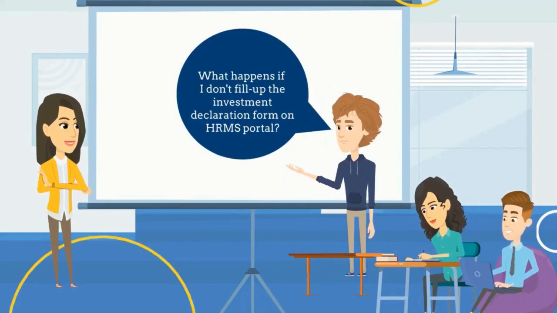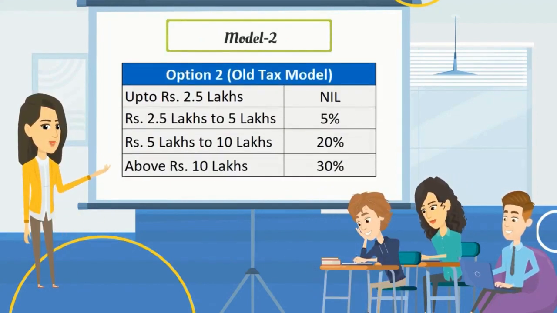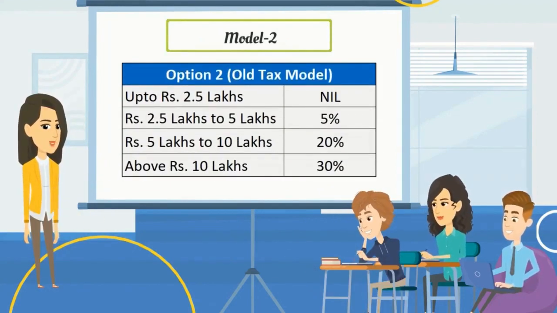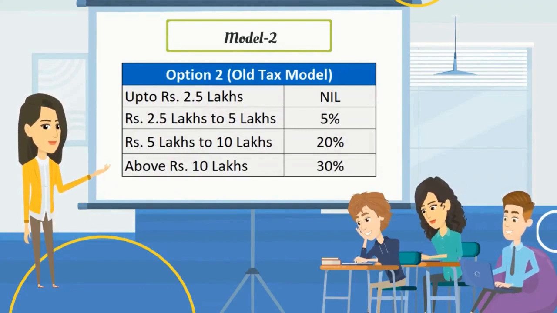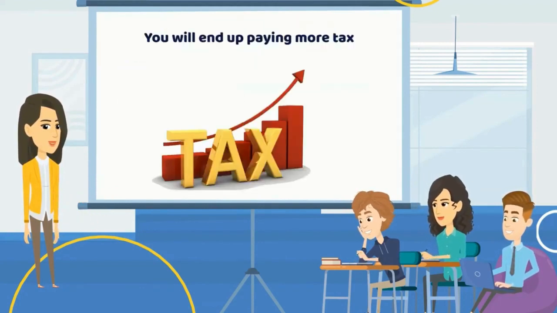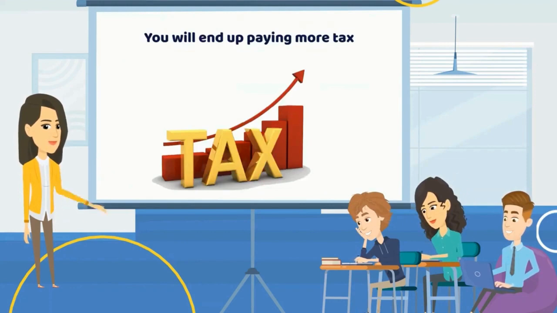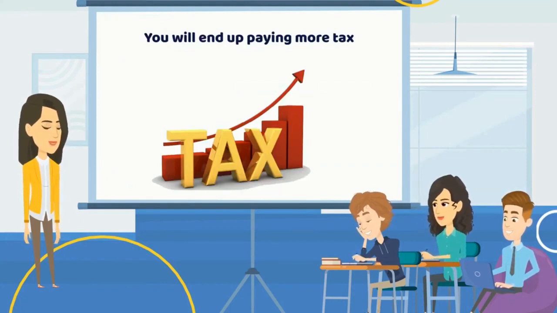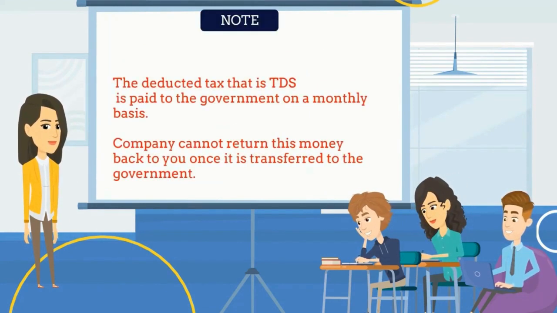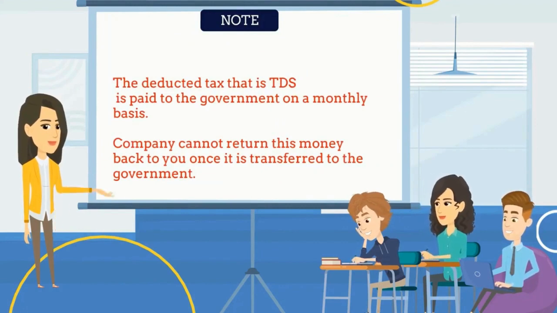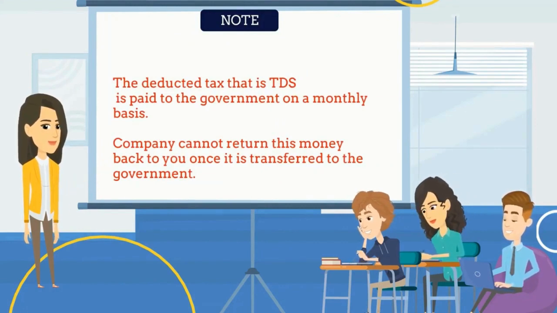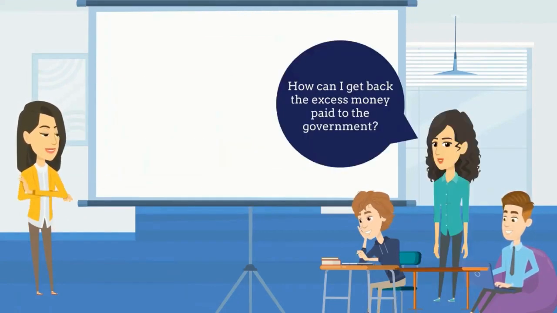What happens if I don't fill up the investment declaration form on HRMS portal? If you choose Model 2 as your tax model, income tax will be applied at a higher rate as per Model 2. If you do not fill in investment declaration form, you will end up paying more income tax to the government. Please note that the deducted tax, that is TDS, is paid to the government on a monthly basis. Company cannot return this money back to you once it is transferred to the government.